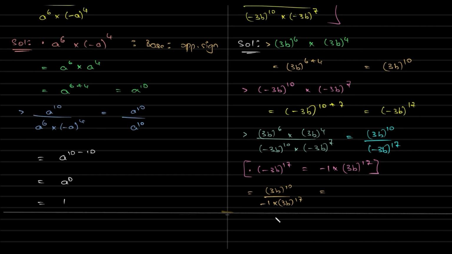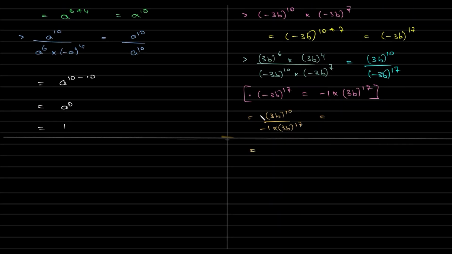So I have space actually. We have positive divided by negative is negative 1 into, if you want you can just write the remaining part, or you could have solved it directly. So this would have been negative 1 into 3b whole to the power of 10 minus 17. So this is negative 1 into 3b, 10 minus 17 is minus 7, and that's your answer.